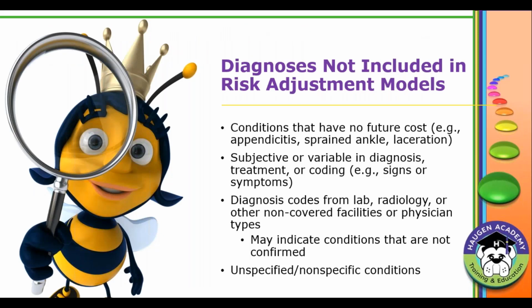Yeah, so we've talked a lot about what diagnoses are included in the risk adjustment model, but let's just touch on the diagnoses that are not included, because there's clearly lots and lots of diagnosis codes that are not mapped to an HCC code. And that's going to be diagnoses that are vague or non-specific, so like symptoms.